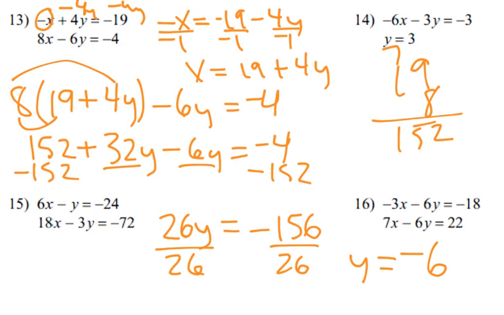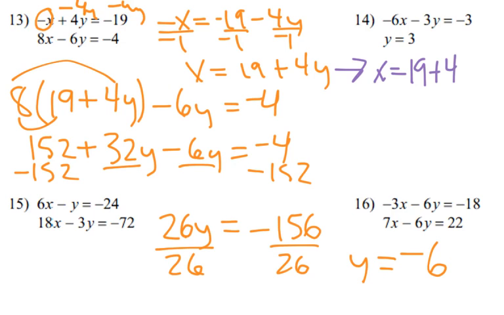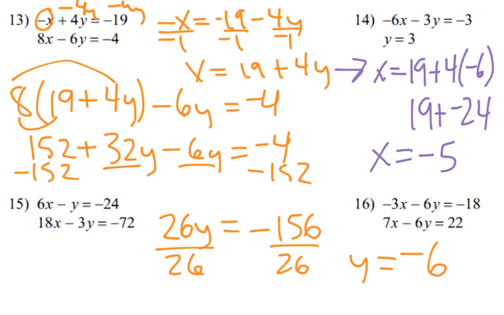So now we know what y is. We just plug in to our original equation there. Okay, so we get x equals 19 plus 4 times negative 6. 19 plus negative 24 would give us a negative 5 for x. So our answer, negative 5, negative 6. There's our point. Alright, number 14.